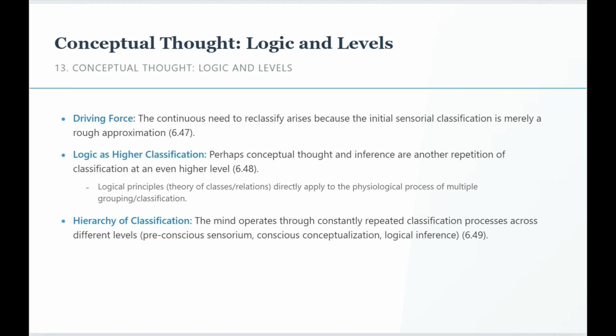Perhaps logical principles, like theories of classes and relations developed to analyze reasoning, are directly applicable to this multi-level classification mechanism. The text suggests we're dealing with a hierarchy of classification. Basic sensory grouping, then forming abstract concepts, and maybe even logical reasoning as a further level. The core idea is that, despite the apparent complexity, all these mental processes might be governed by the same fundamental principle: repeated classification within a network of connections. This underlying unity is the central claim of the theory presented here.